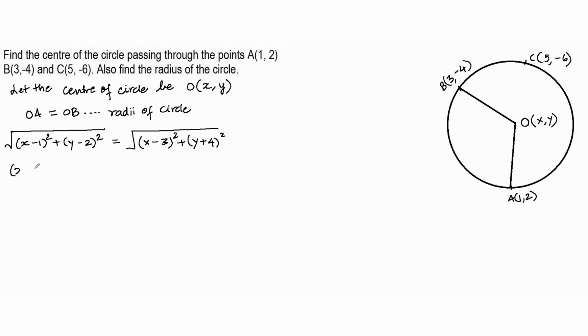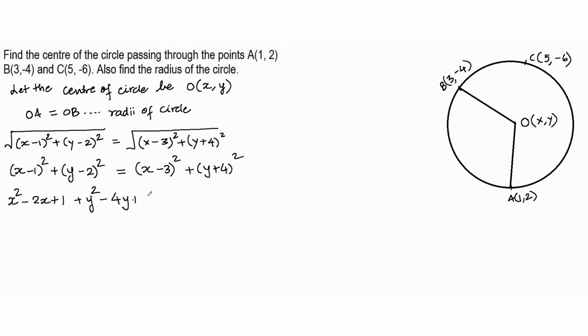And now squaring both sides we get x minus 1 the whole square plus y minus 2 the whole square is equal to x minus 3 the whole square plus y plus 4 the whole square. Expanding the brackets we get x square minus 2x plus 1 plus y square minus 4y plus 4 is equal to x square minus 6x plus 9 plus y square plus 8y plus 16. Cancelling the terms, x square and x square cancel, y square and y square cancel.